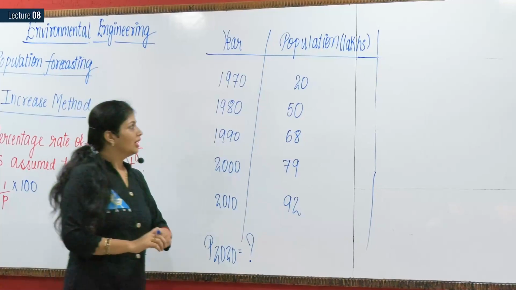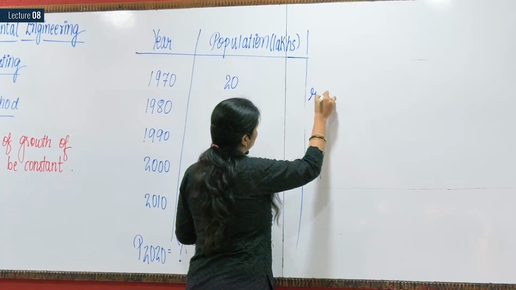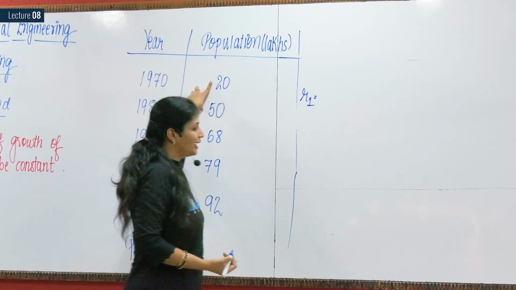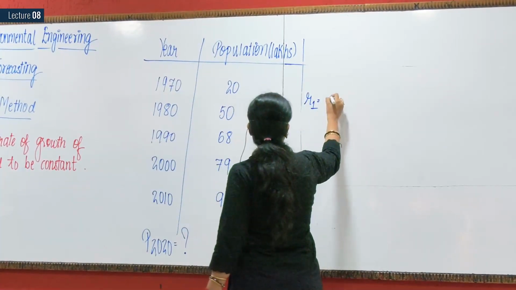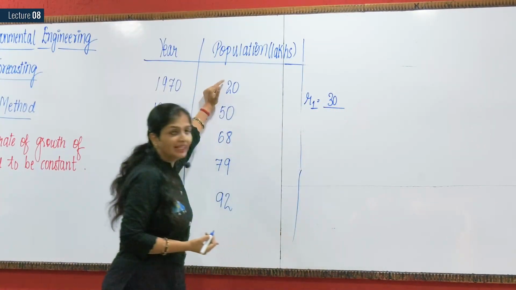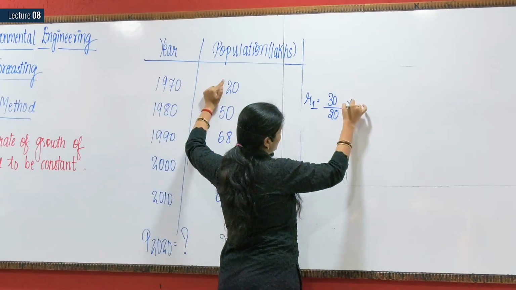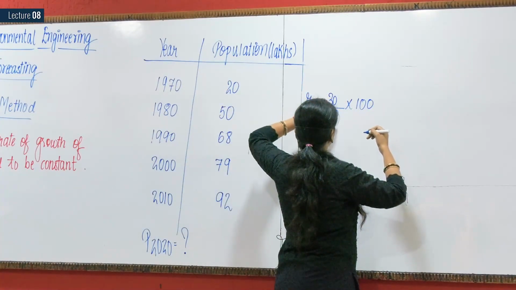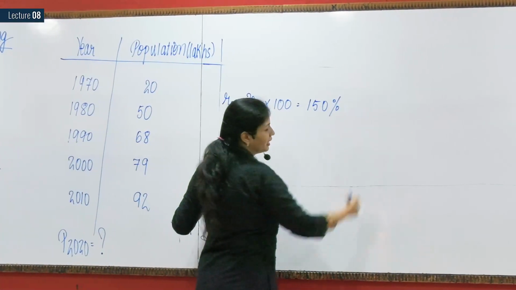See. Oh, I shouldn't have erased it completely. Okay, fine. Let us suppose R1, I have to calculate the percentage rate of increase. How much was the increase? 50 minus 20, that is 30. With respect to what? With respect to the initial population, that is 20. So 30 by 20 into 100. How much will it come? It will be 1.5 into 100, that is 150% per decade.